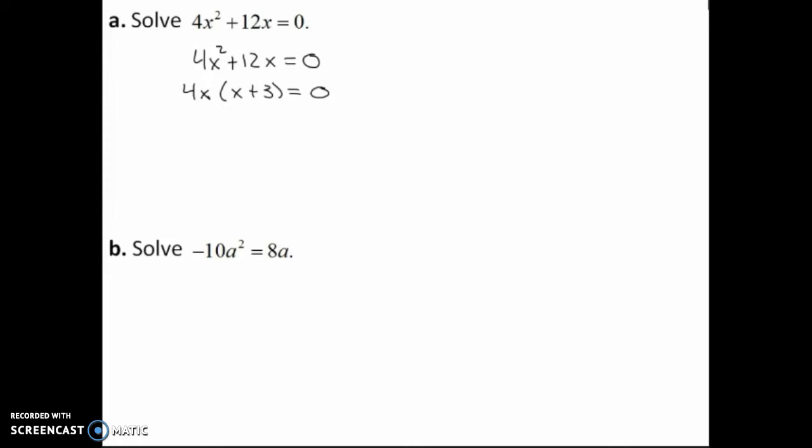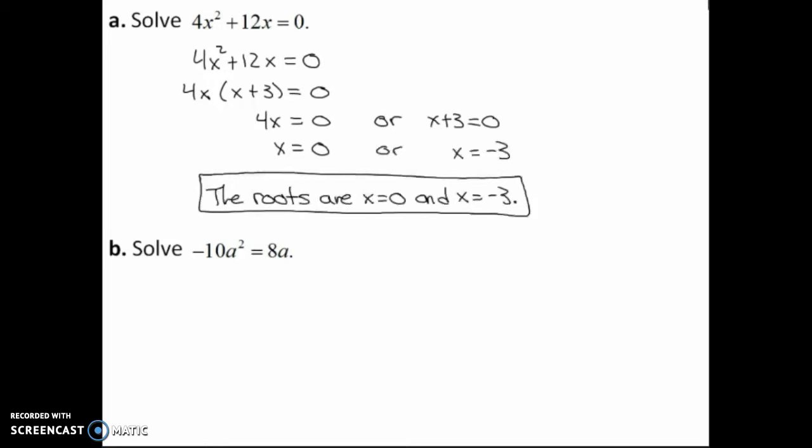Next, use the zero product property. The zero product property says that if the product of two real numbers is 0, then at least one of the numbers is 0. So 4x equals 0 or x plus 3 equals 0. Solving the equation 4x equals 0 for x gives x equals 0. Solving the equation x plus 3 equals 0 for x gives x equals negative 3. So the roots are x equals 0 and x equals negative 3.